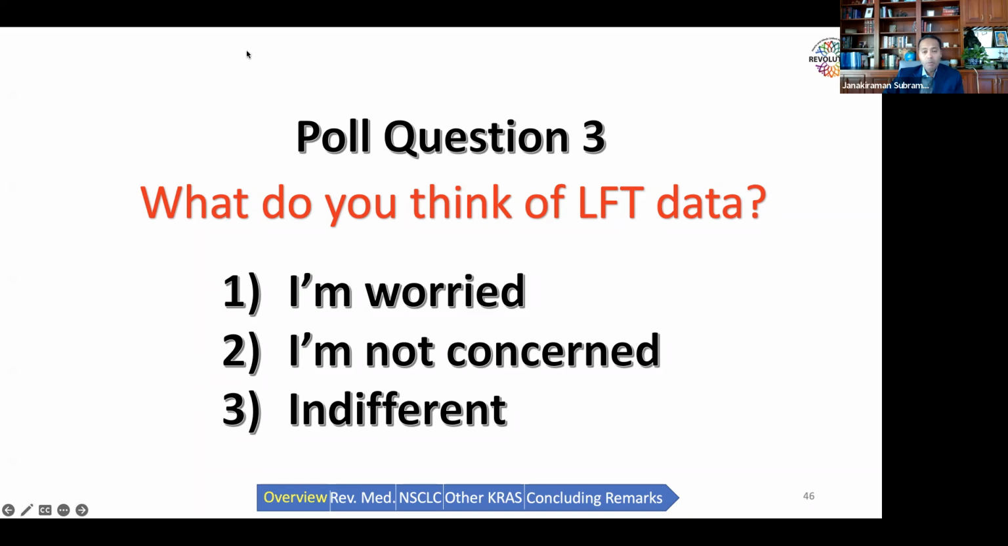Here we go. We have the poll response, and rightfully so. All of us are worried about this toxicity, and we should be. I think we should not be ready to jump on this regimen. I think we should wait and see.